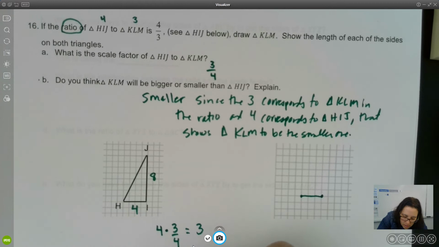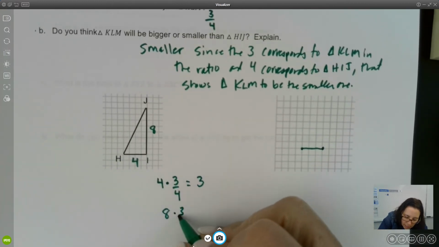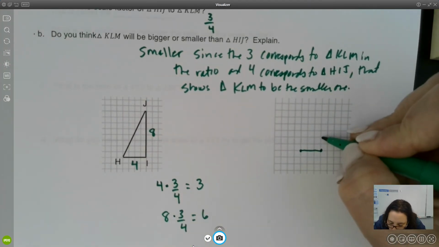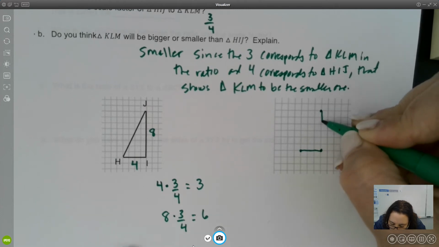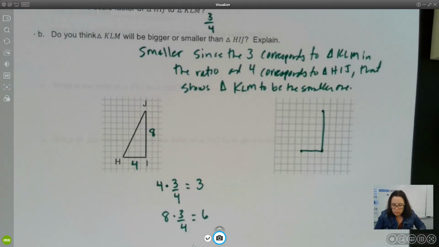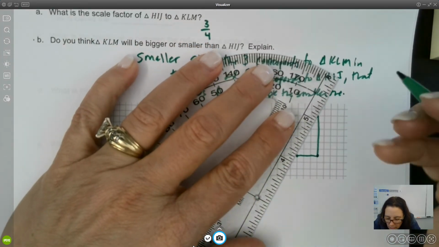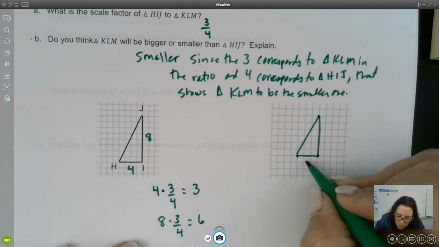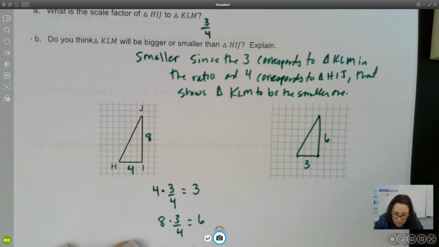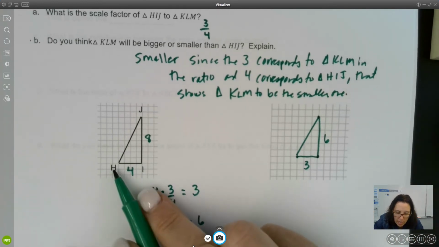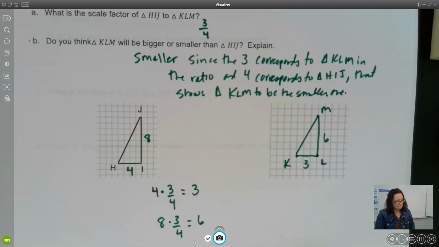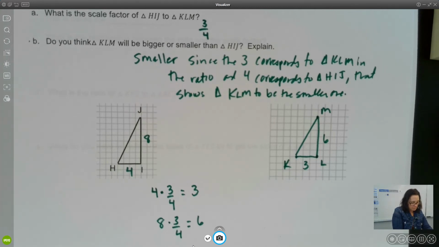Okay, and then we're going to take 8 and multiply it by 3/4. That would be 6. 1, 2, 3, 4, 5, 6. Okay, I'm going to get a ruler in there to do this one. That one's not as easy. All right, so this was 3 units, this was 6 units, and we need to label this. If this is HIJ, this is KLM. All righty. Next page.